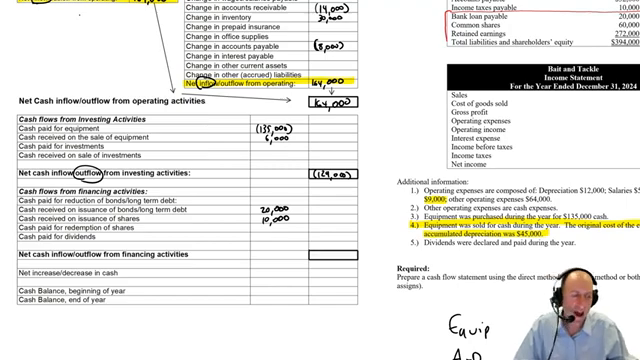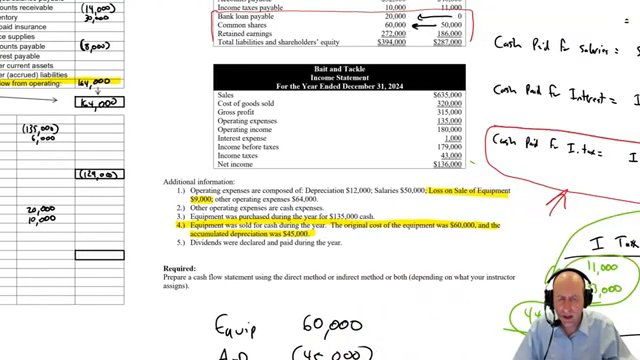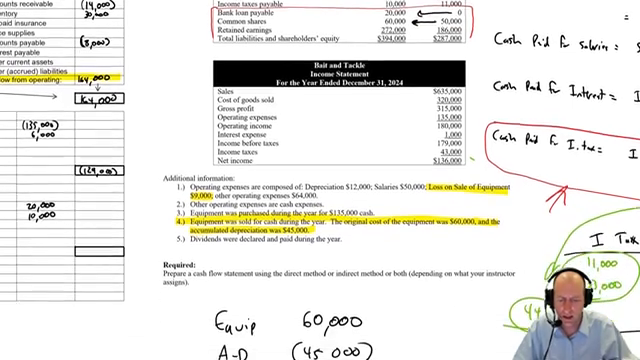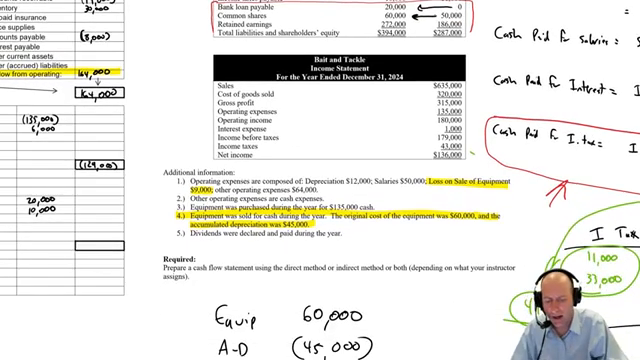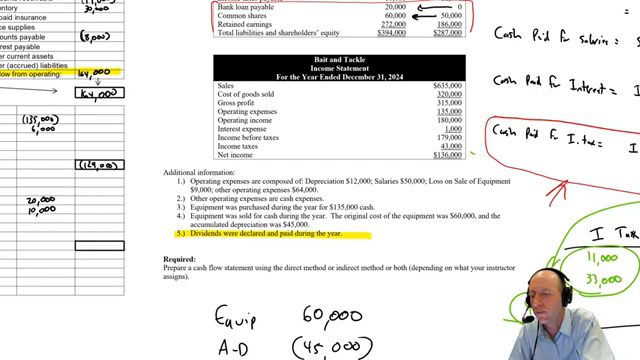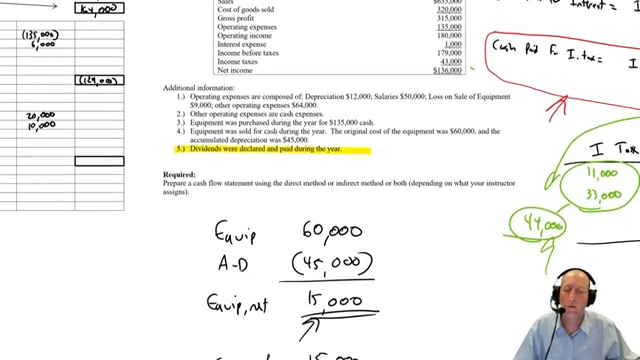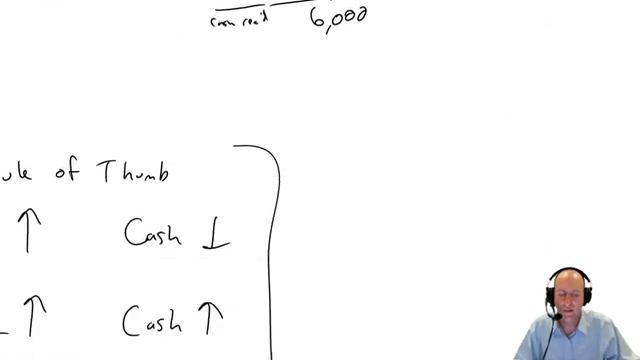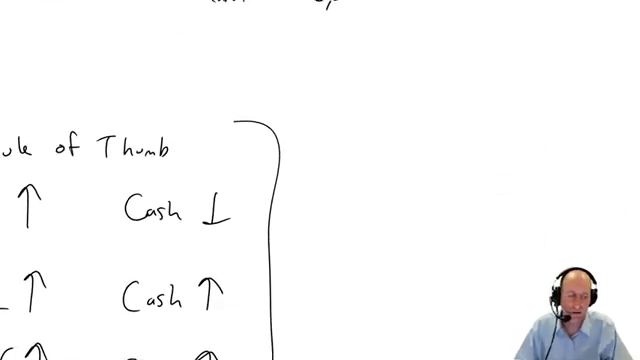The last one, cash paid for dividends. Let's see, did we have any dividends payable? No, I don't see any dividends anywhere. But I do see this final line. Dividends were declared and paid during the year, so we got a bit of work to do. What I'd like you to do is think about how retained earnings works. And I know it's kind of a pain to flash back to it. Here's how retained earnings works.